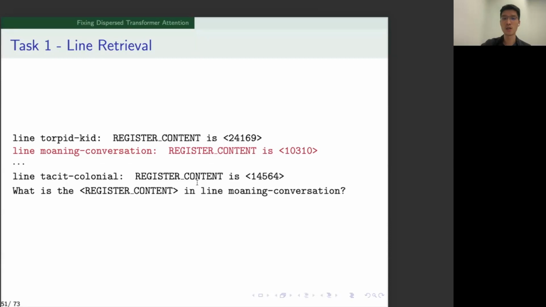This is very different from the data distribution of natural language or the language modeling data set. Because now when the model is asked the question, what is the register content in line morning conversation, it will have to skip all the most recent key value pairs, go to this second line, and then answer the register content is 10310. So this is a little bit artificial, but I think it illustrates the idea.